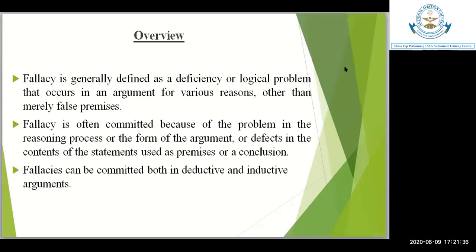I think you remember in chapter 3, we have seen defects of language: vagueness and ambiguity. These are defects in language. If the arguers use such defects of language, and they may intentionally use those ambiguous languages, to let others accept their argument as if it is true. So improper use of language can be one reason for committing a fallacy.